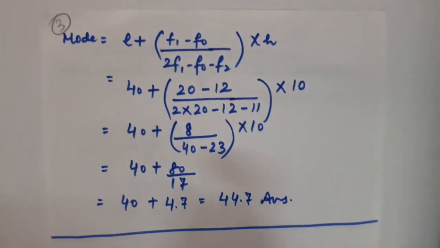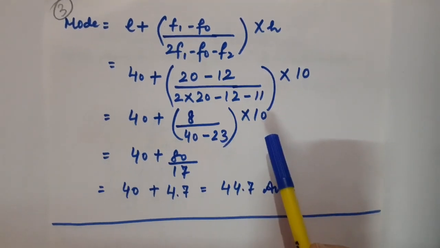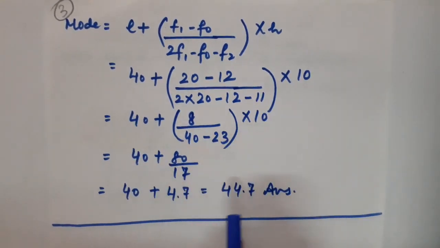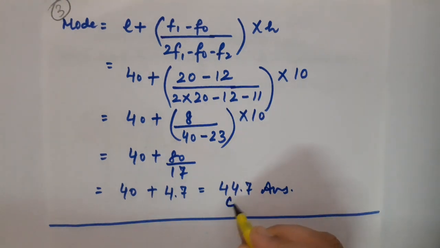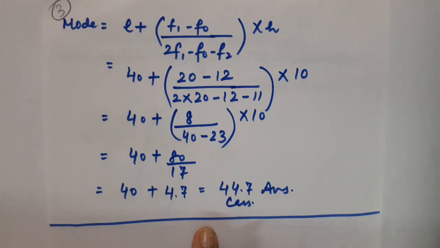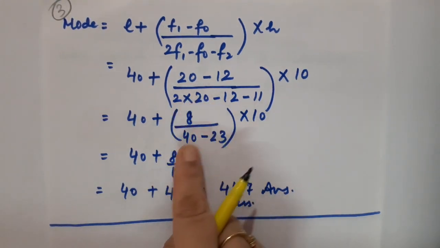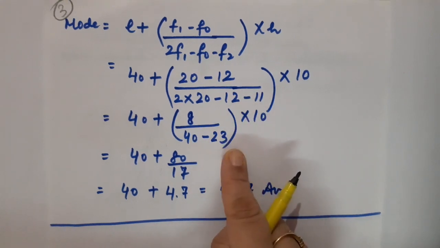So this is the formula for calculating mode. Let us substitute all those values which I have just told you, and after solving it I have got 44.7. So the mode of the data is 44.7 cars. Okay children, this is just a simple calculation, but make sure that you apply BODMAS. You have to multiply first and then add.